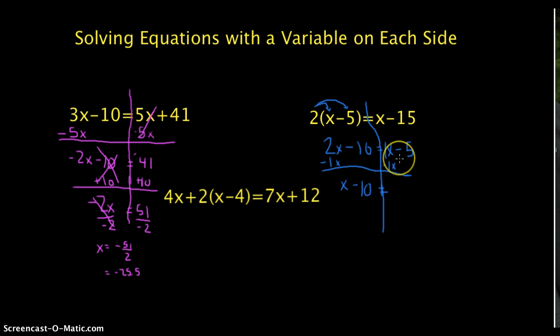Equals, let's see, these are gone, so I'm left with negative 5, right? And then I'm going to add 10 to both sides. Add 10 to both sides. That leaves me here. These are gone. I'm left with x equals, let's see, negative 5 plus 10 gives me 5.